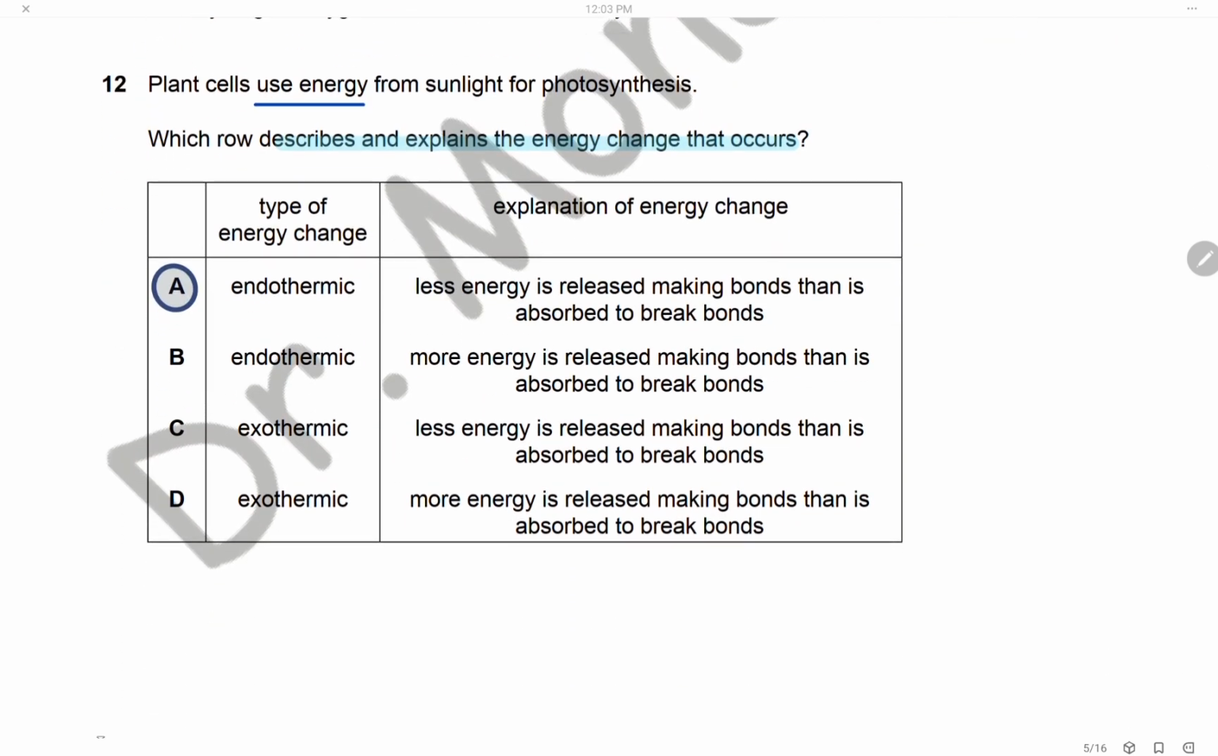Question 12. Plant cells use energy from the sun for photosynthesis. Which row describes and explains the energy change that occurs during photosynthesis? Of course, photosynthesis absorbs energy from the sun, so it's an endothermic process. And in endothermic, less energy is released in making bonds than the energy absorbed to break the bonds, and that's why the delta H is positive, so the answer is A.